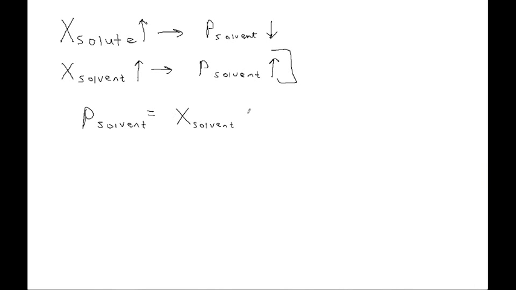And then the other thing that the vapor pressure of the solvent depends on is just this. This symbol is the vapor pressure of pure solvent with no solute. This symbol stands for the vapor pressure of the pure solvent if there was no solute in it.